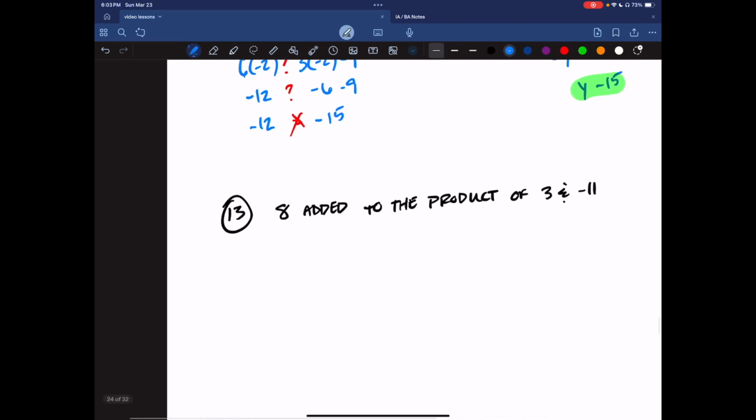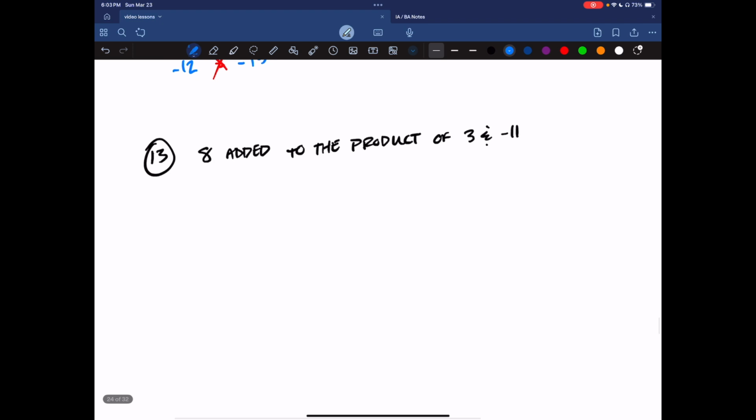And then on 13, we have one of these problems that is in English, and we got to turn it into algebraic form. So 8 added to the product of 3 and negative 11. So you have 3 times negative 11, and then you have 8 added to that product. So plus 8. And when it's something simple like this, you can go ahead and crunch that number. So that's going to be negative 33 plus 8, which is negative 25.